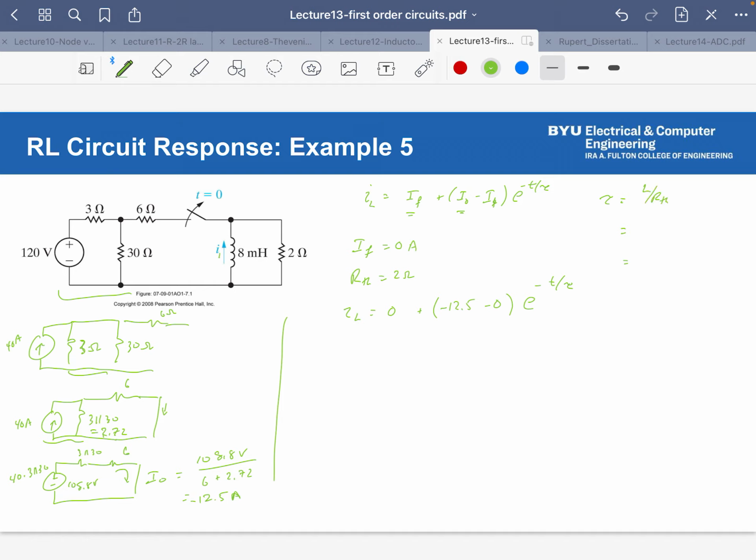So this is 8 millihenries divided by 2, or 4 milliseconds. All right, so IL of t is going to be minus 12.5 e to the minus t divided by 4 milliseconds.